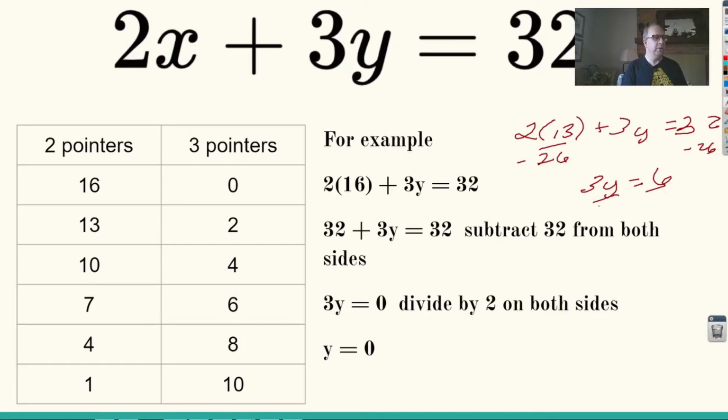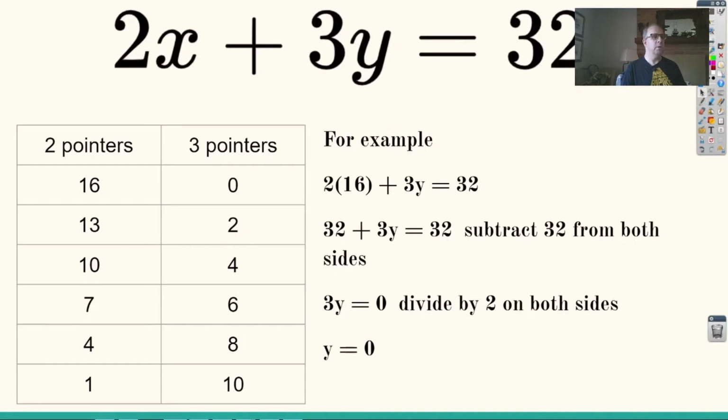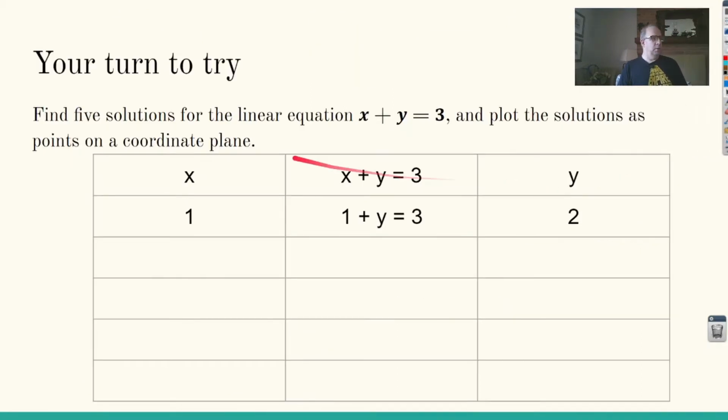Divide by 3 on both sides, and the number of three-pointers she shot was 2. So she made 13 two-pointers, and she made 2 three-pointers to add together to be 32 total points. Okay? All right, so you try it.